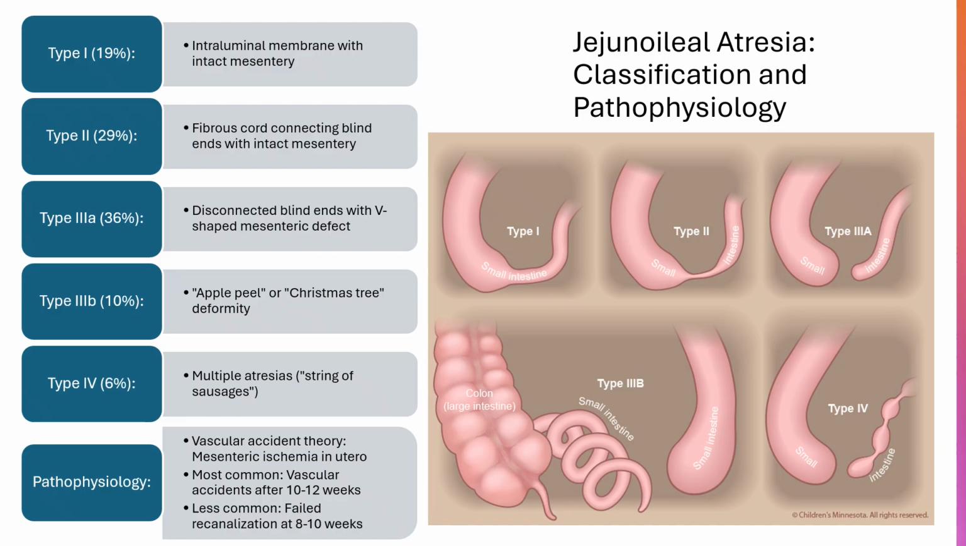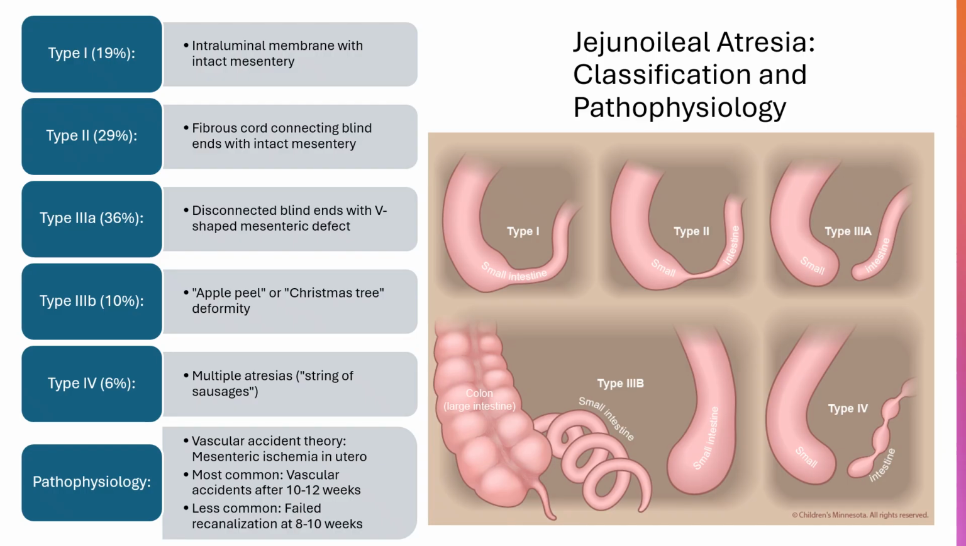Type 3A accounts for 36% and represents the turning point. Here, we see disconnected blind ends with that characteristic V-shaped mesenteric defect. This gap in the mesentery tells us significant vascular territory was lost during the initial insult. Type 3B, only 10% but critically important, creates the apple peel deformity. The distal small bowel coils around a single retrograde vessel, like peeling an apple in one continuous strip. This precarious blood supply makes these babies particularly vulnerable.